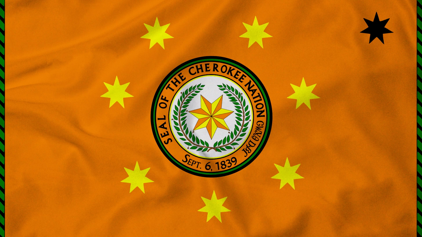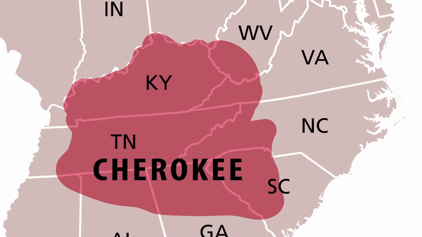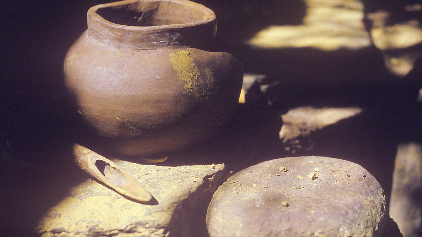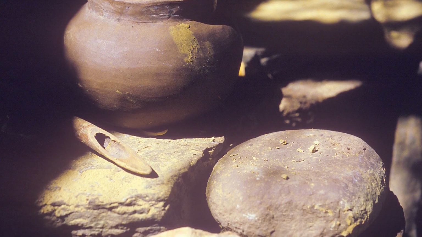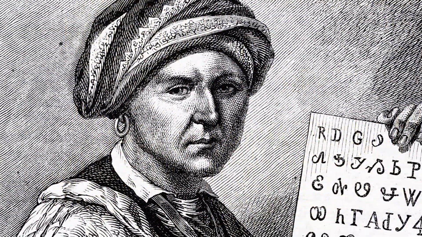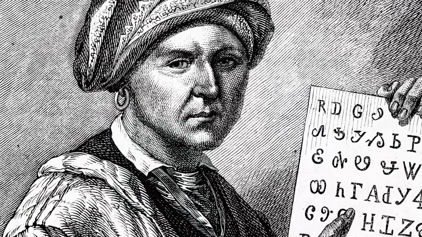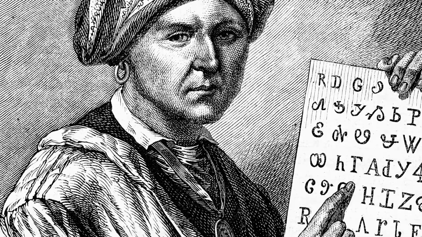Then we'll learn about the Cherokee. The Cherokee inhabited about 40,000 square miles of the southeastern woodlands. They lived in villages where they made pottery, wove baskets, hunted, and farmed. Eventually, thanks to a man named Sequoia, the Cherokee possessed a written language, something rare among Native American groups.